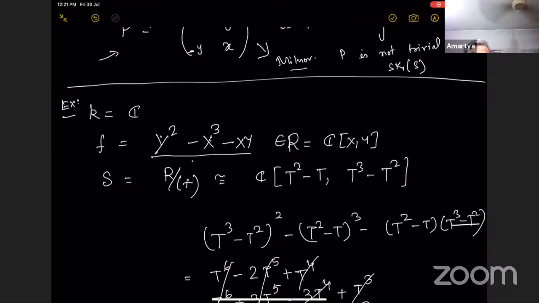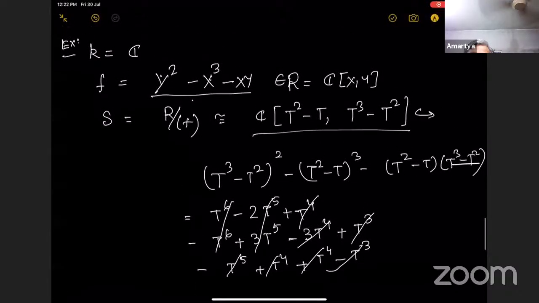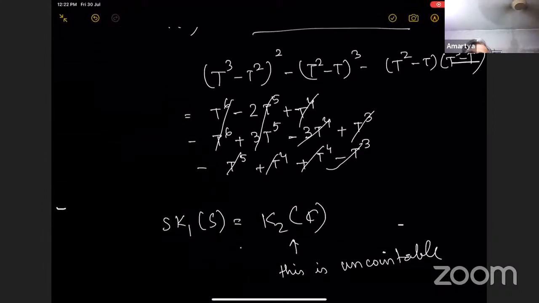So this F is going modulo F. The ring S is this, which is a semi-normal ring. I just calculated that it's a coordinate ring, so this is sitting inside CT. And so SK1 of S is K2 of C.